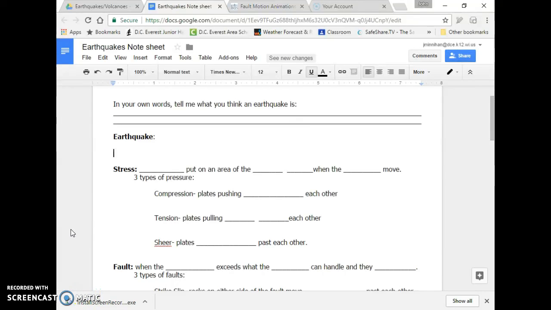All right, we're going to get started with our earthquake chapter here. We're going to do the front page right now, and that'll be all we cover in this note session. I'm going to give you about a minute here to, in your own words at the top of the note sheet, jot down what you think an earthquake is. So when you hear the term earthquake, what do you think that is?